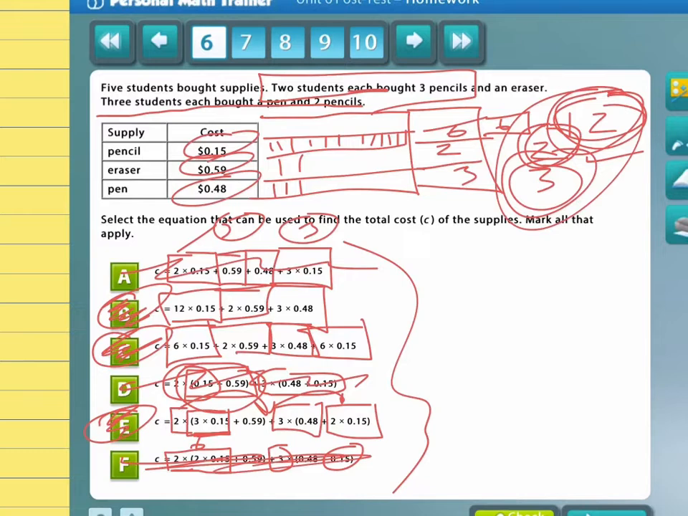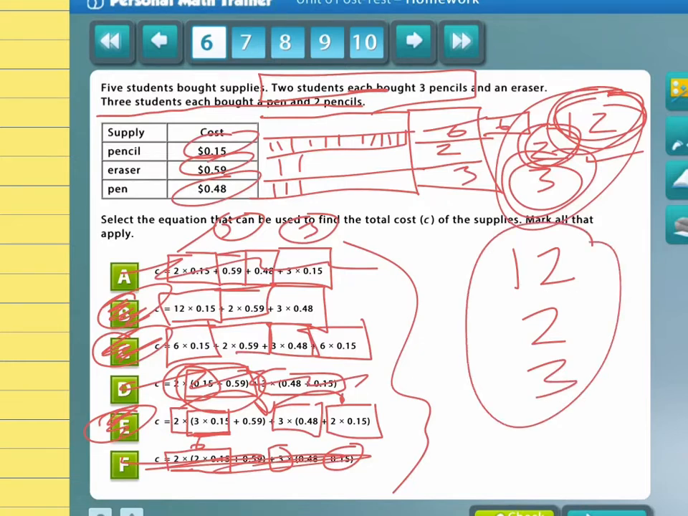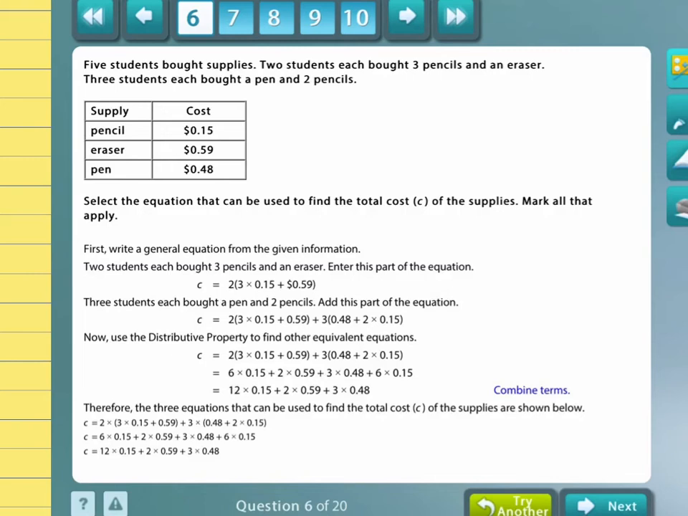What I think you have to do is look for a way that you can come up with 12 pencils, 2 pens, and 2 erasers and 3 pens. If you can figure out a way to make 12 of these, 2 of these, and 3 of these, then the equation would work. But in this question, it looks like B, C, and E are the correct answers. Looking at Think Central here, they've done exactly what we said, and it looks like these 3 answers are correct, and we got the correct answer. So you have B, C, and E are correct.